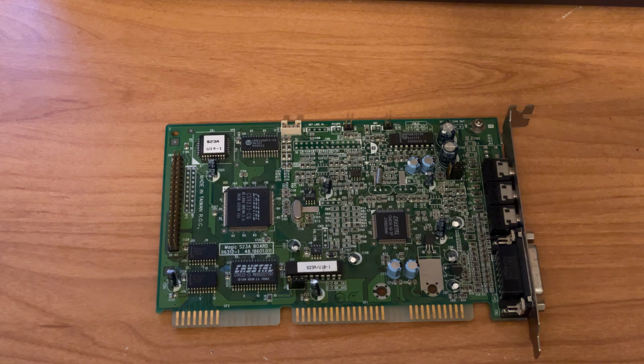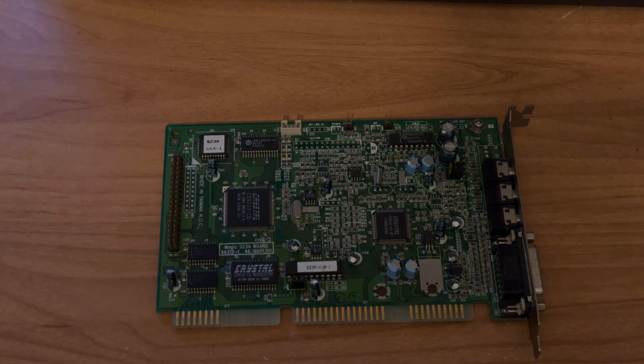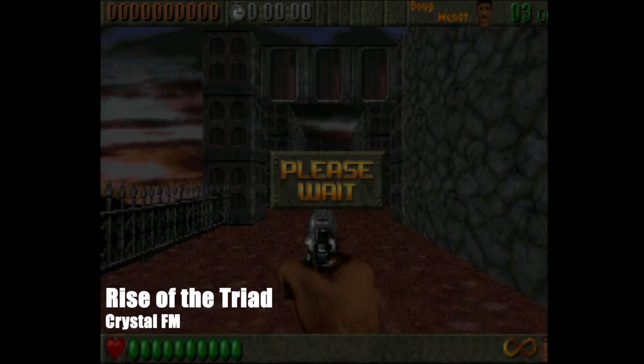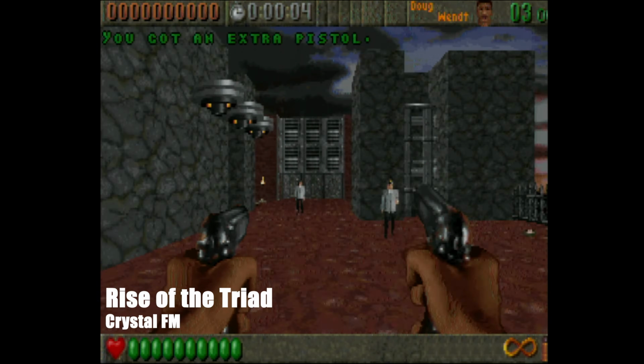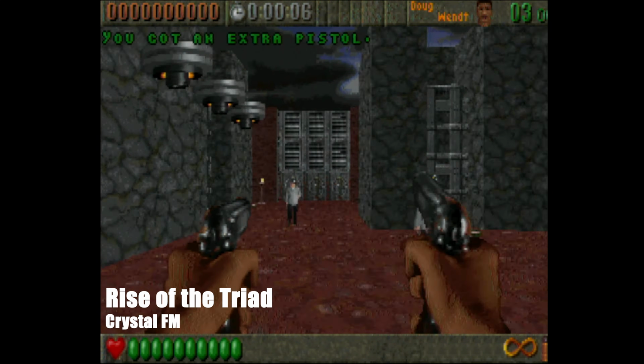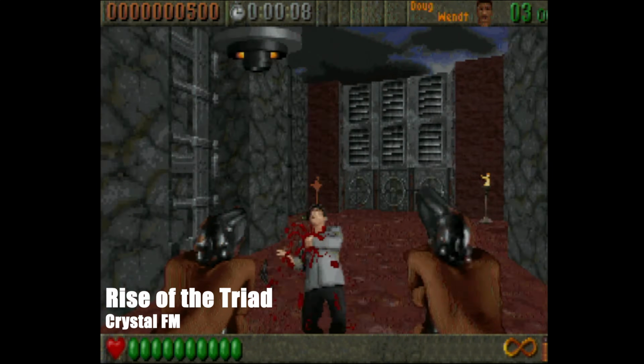Anyway, let's check out some gameplay and see how this card actually sounds. After all, it is a Roland SoundCanvas clone on a card, isn't it? First up, from 1995, we have Rise of the Triad. Essentially the A-Team if it were a video game. Let's take a listen to this game's fantastic MIDI soundtrack.